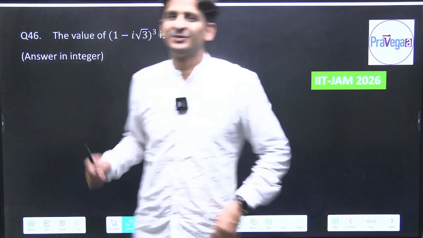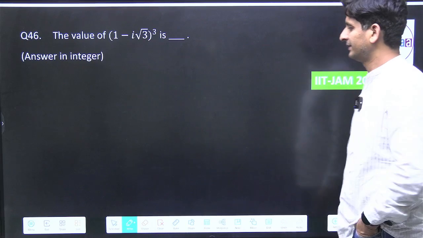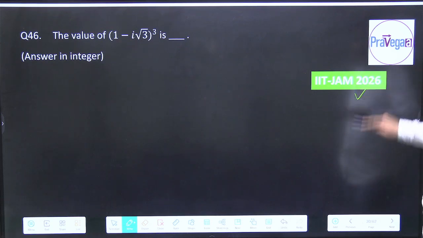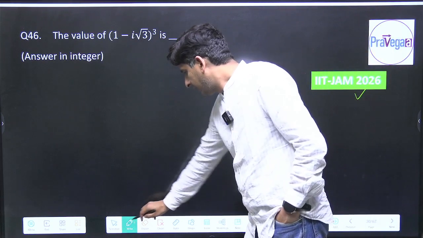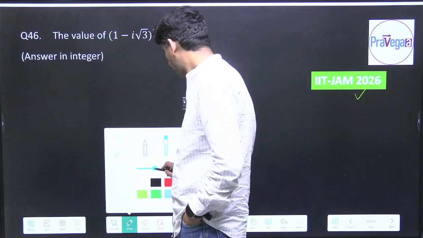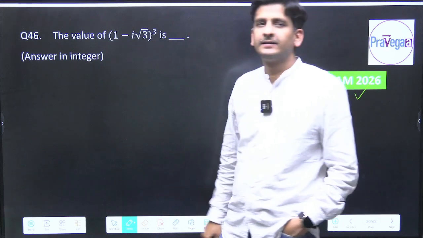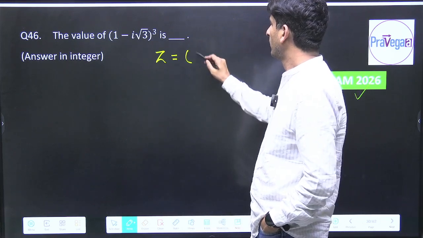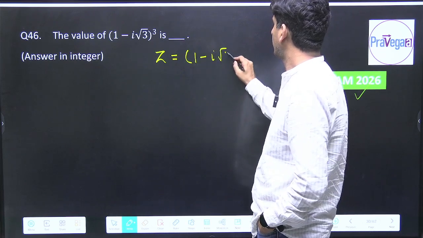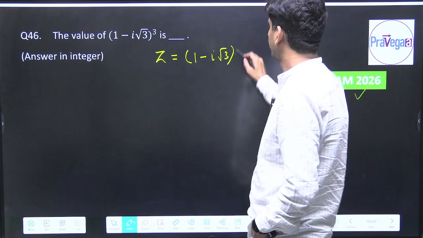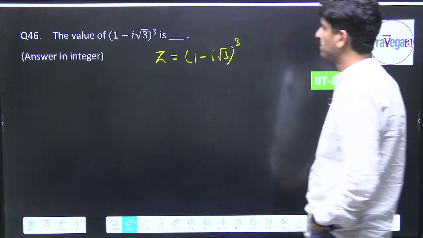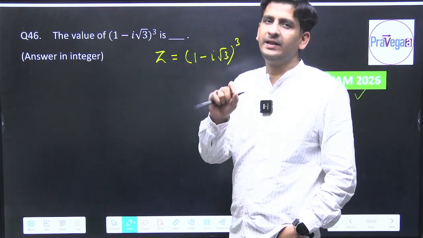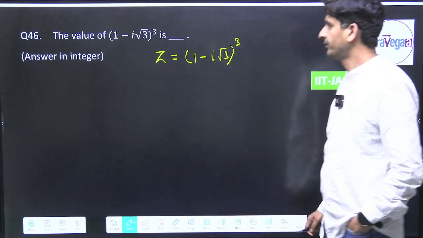Hello students, so let us solve this question from complex analysis, and it is from JAM 2026. You have been given a complex number, let's say z is equal to (1 minus iota root 3) cube. And this we have to solve and write the value as an integer. That is what we have to do.